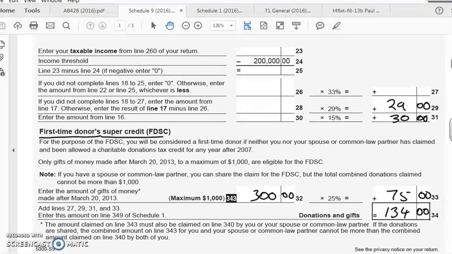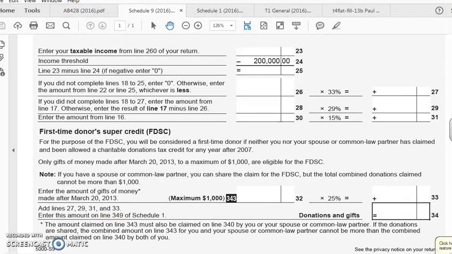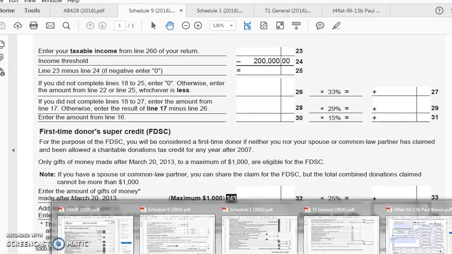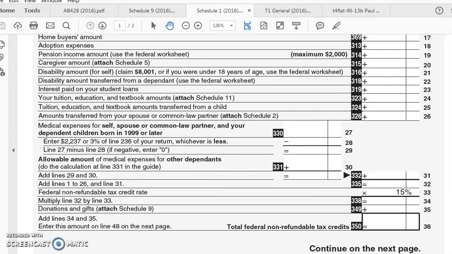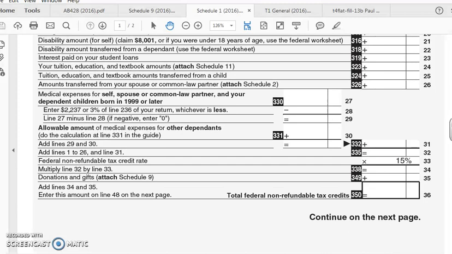Okay, and that is the amount that we are then going to put on line 349 of Schedule 1. So moving back to Schedule 1 with that number of 134. For the donations and gifts, $134 right here. Means that the total amount we had $11,581.26 here.